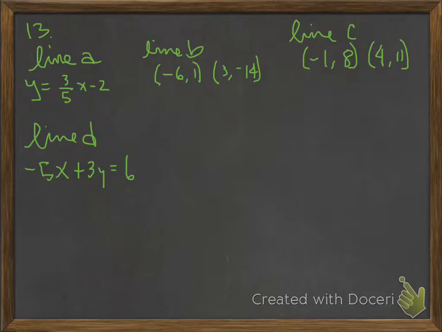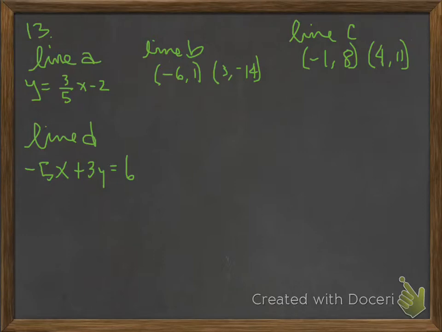All right, guys, here's number 13. Number 13 says, consider the lines described below. We have line A, line B, line C, and line D, and we want to use the vocabulary from this lesson and those previous to write a paragraph that describes the relationships among lines A, B, C, and D. So if you think about what we've been talking about, we need to figure out the slopes of all of these lines. So let's start with line A.